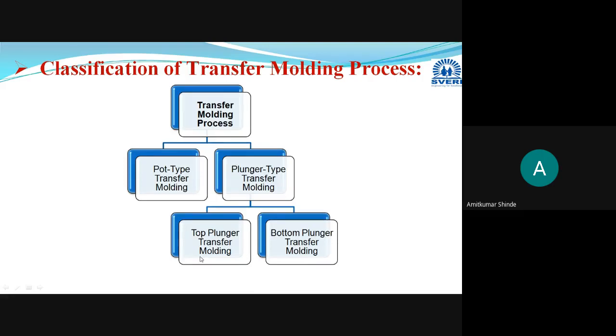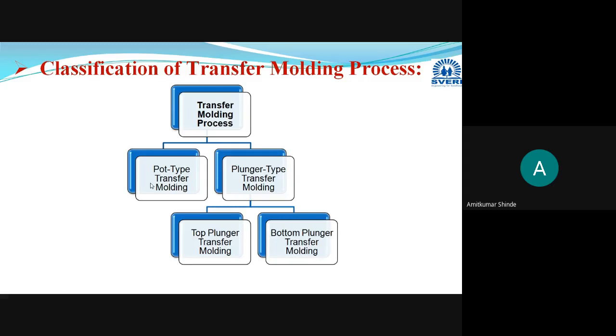When the movement of the plunger is from top to down, in the downward direction, it is termed the top plunger transfer molding process. And when the movement of the plunger is in the upward direction, from bottom to top, that type of plunger transfer molding process is termed bottom plunger transfer molding. The basic classification is done depending on the movement of the charge from the transfer pot to the cavity.